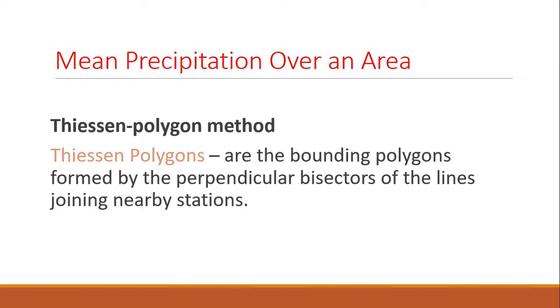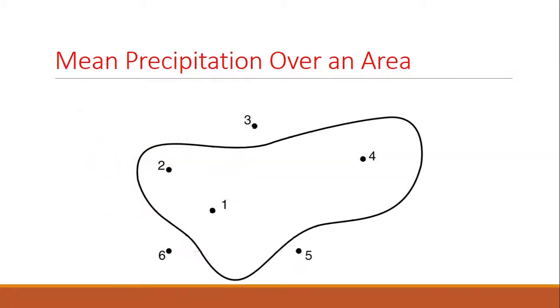To get a better idea of what Thiessen polygons are, let's consider this figure of a catchment, where the points here are the rain stations. As you can see, only 3 of the 6 stations are within the boundary of the catchment, while the other 3, namely Station 3, Station 5, and Station 6, are outside the catchment area.